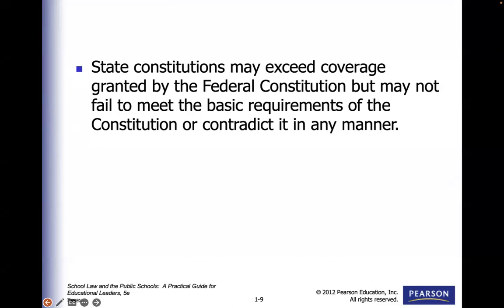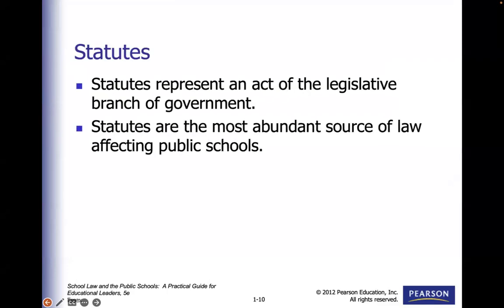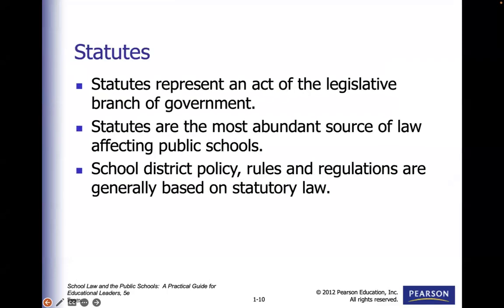So, state constitutions, one thing that we have to keep in mind is that they address the same subject matter found in the US Constitution. We have due process, which is fairness, individual rights and freedoms, and keeping in mind the very important one, the separation of church and state. So now moving on to statutes.